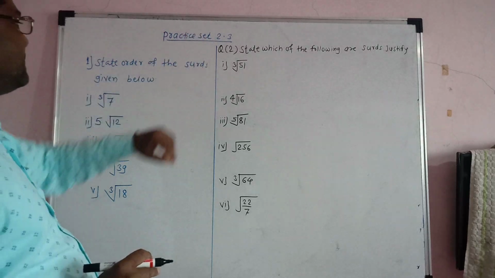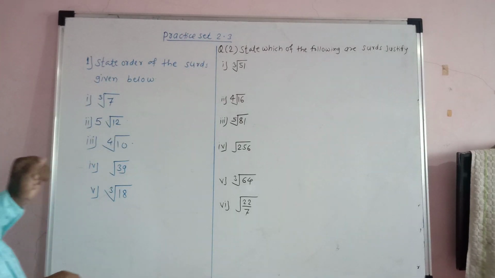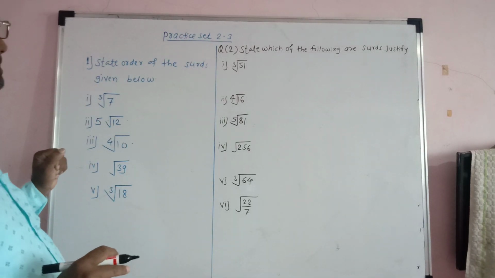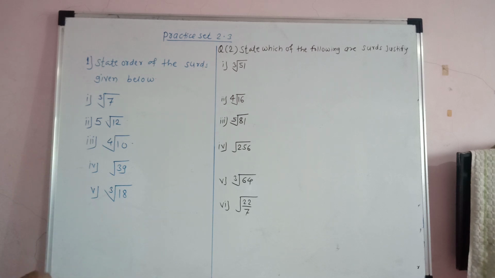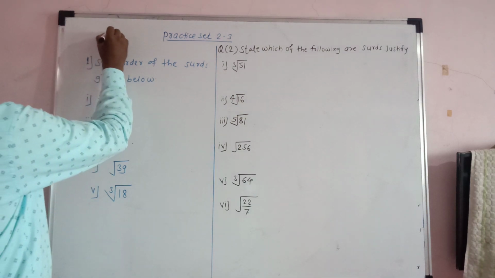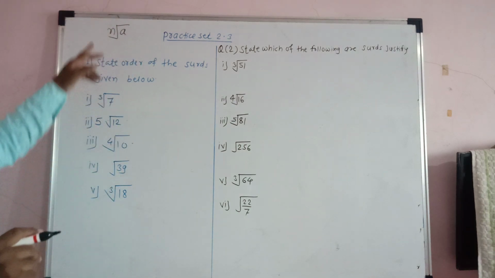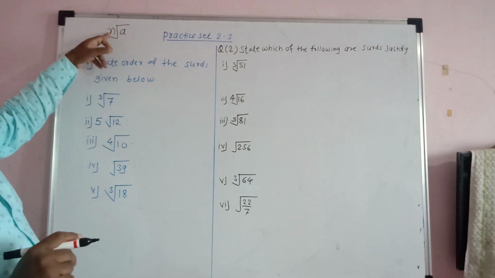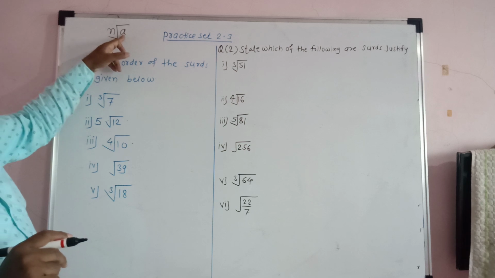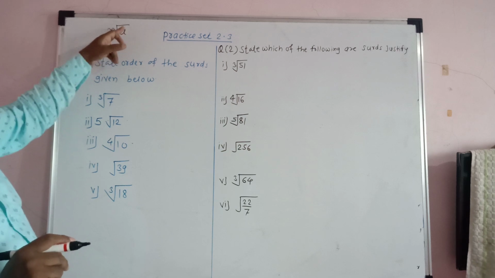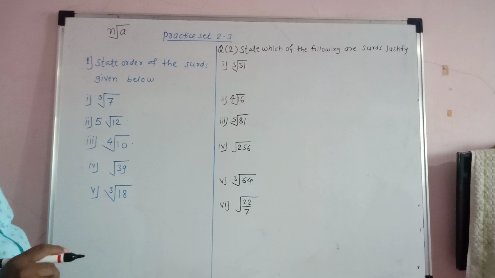Set 2.3. Question number 1. State the order of the surds given below. If a surd is in the form of the nth root of a, then n is called the order of this surd, a is called the radicand, and this sign is called the radical sign.